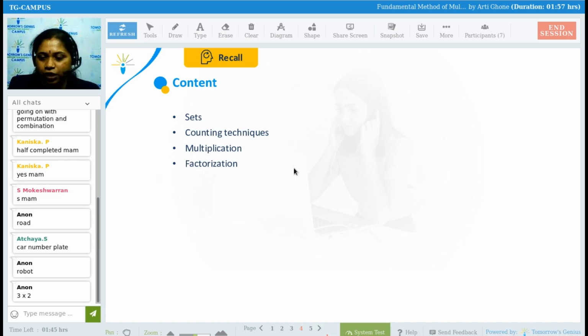If I take the count of your class, how will I count? Either with the name one by one, or I have 3 boys, 2 girls. That is a grouping technique. Yes or no? So in the same way, there are many counting techniques.